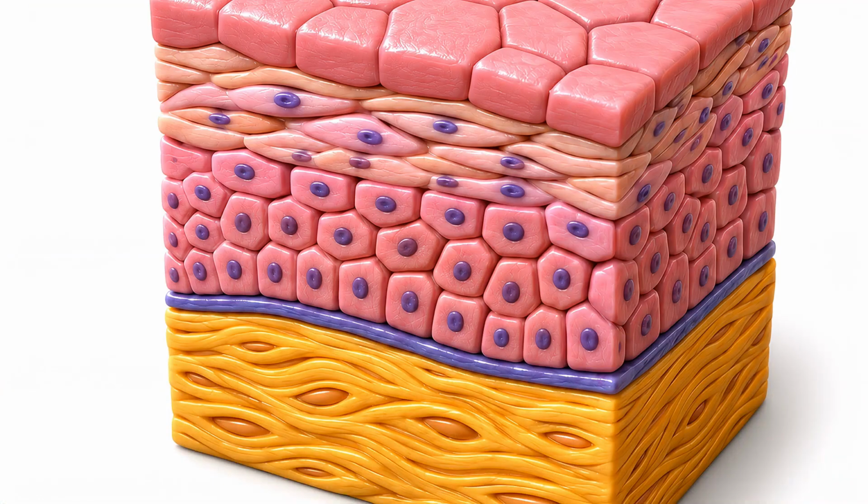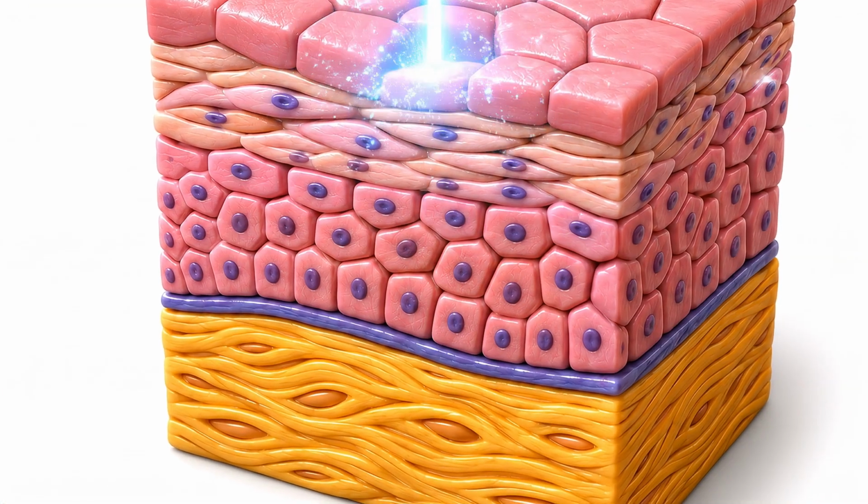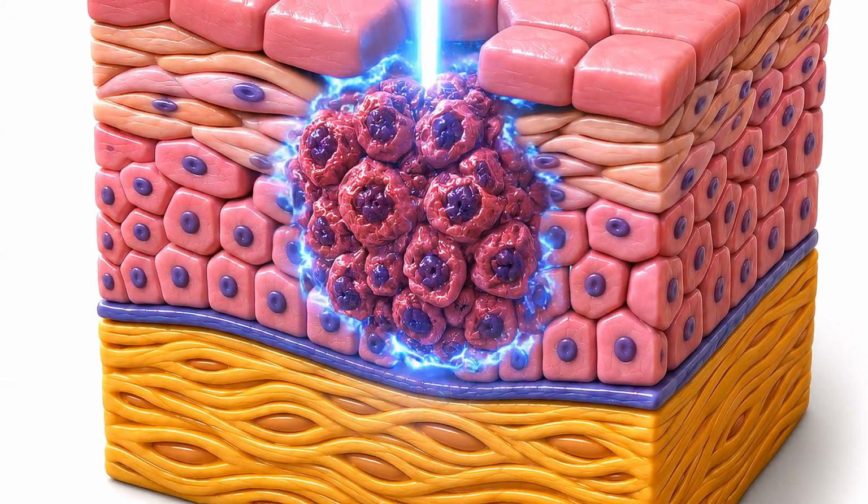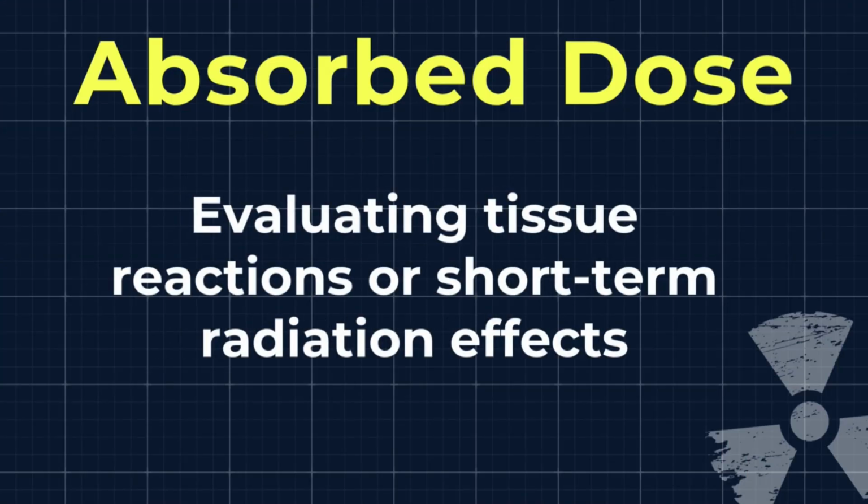Well, because absorbed dose is the measurement most directly connected to how much ionization occurs. And as we know, increased ionization creates a greater possibility of cellular or tissue damage, something we definitely want to monitor and keep track of. Absorbed dose is therefore especially useful when we are evaluating tissue reactions or short-term radiation effects.